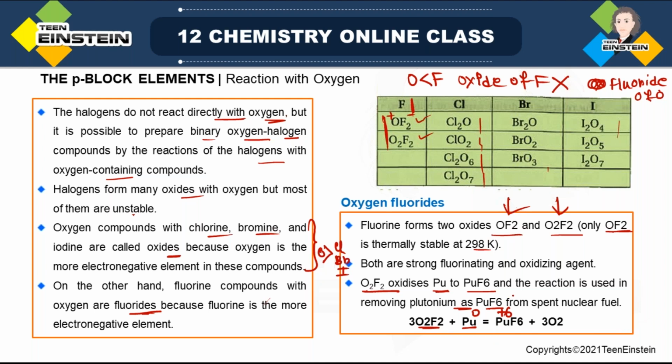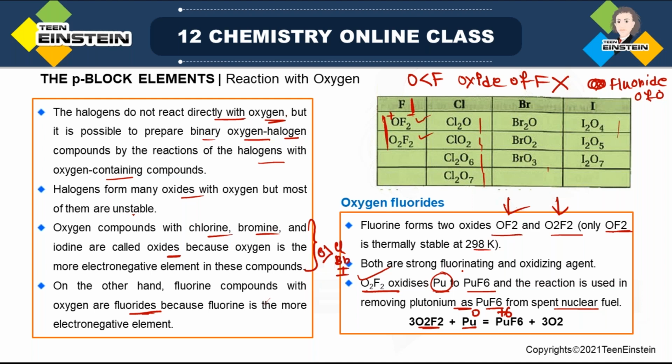And this is also an important application of this compound, that this is radioactive actually. So from nuclear fuel, if plutonium is required to be removed, then we can use this equation because here PuF6 is formed. So Pu can be removed in the form of its fluoride, which is PuF6. So this is oxygen fluoride.